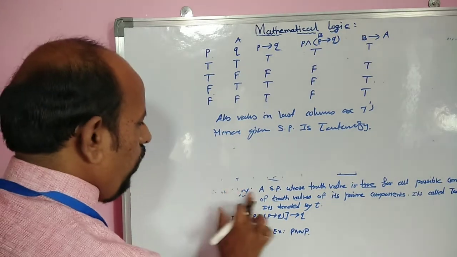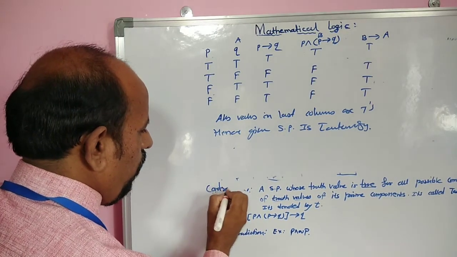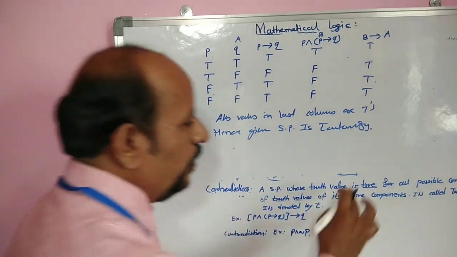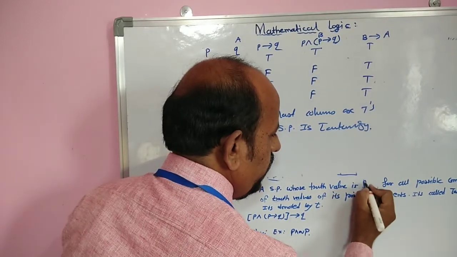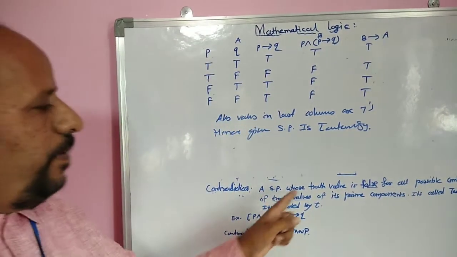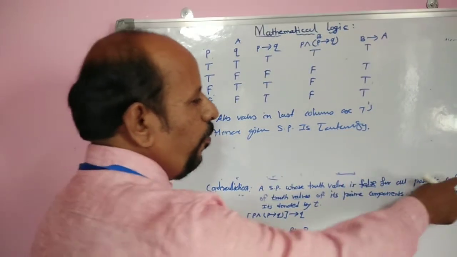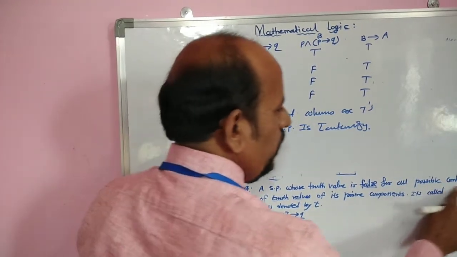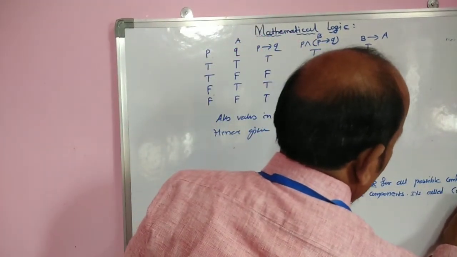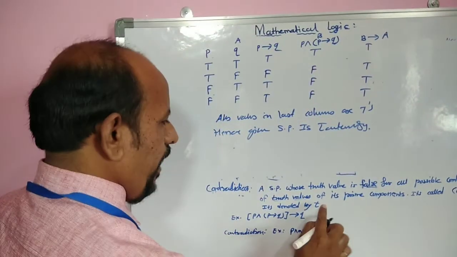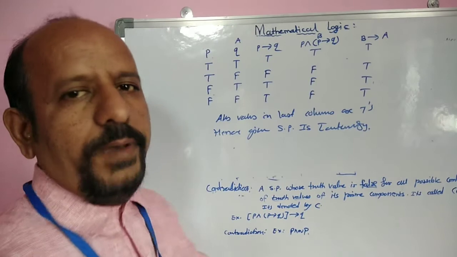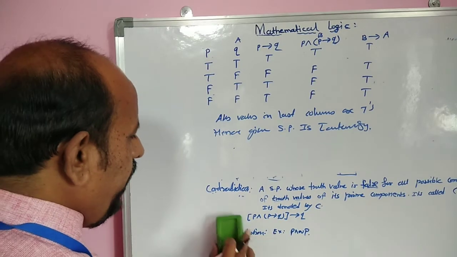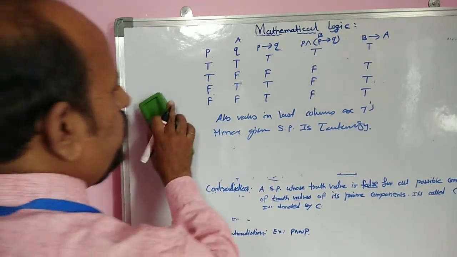Next definition is contradiction. What is meant by contradiction? A statement pattern whose truth value is false for all possible combinations of truth values of its prime components is called a contradiction, and it is denoted by small c. We see the next example of contradiction. The example is P and negation P.